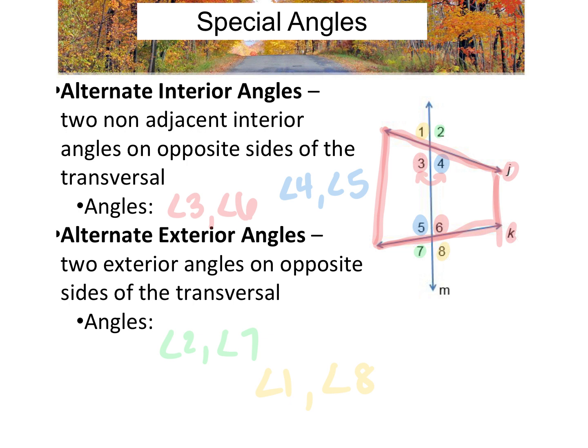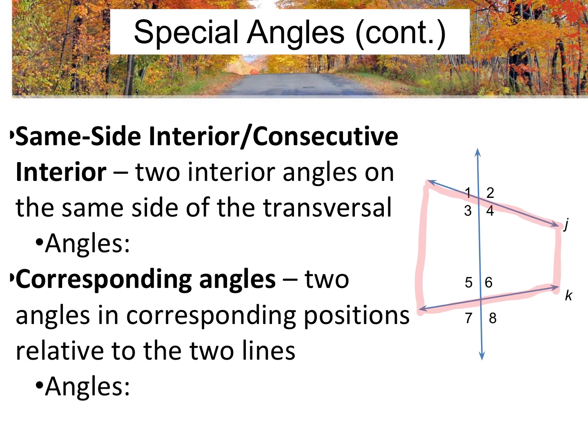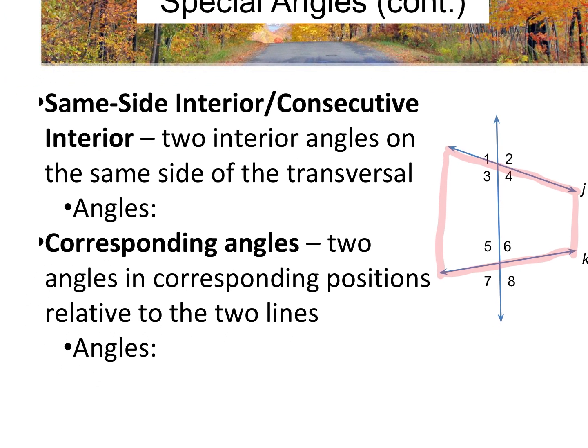Okay. Next two definitions are same side interior or consecutive interior and corresponding. Same side interior, consecutive interior means there are two interior angles on the same side of the transversal. Which two angles are same side interior angles?